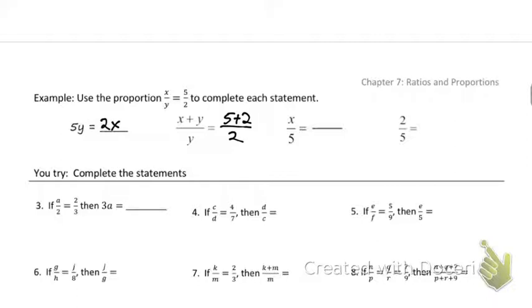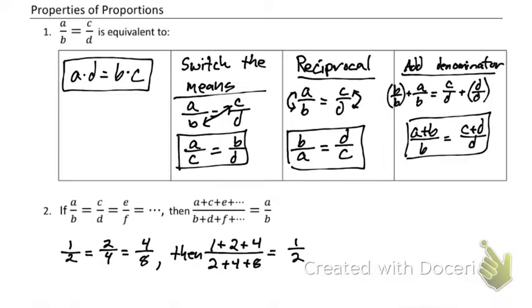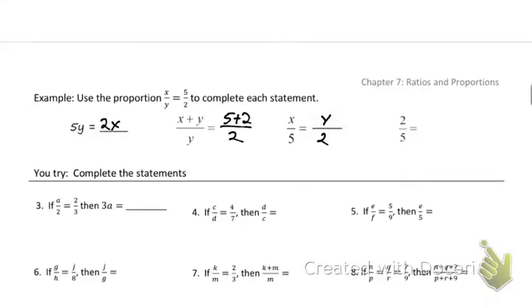All right, next one is x over 5 equals what? What of those properties are we using to make that equal? Yeah, Sam. Y over 2. Because if we look at this, all we are doing is flipping our two means. This mean got switched with this y, so the y now gets moved over here. That was the switch the means property. Our last one is 2 over 5. Ethan. It's going to be y over x. That is our reciprocal.